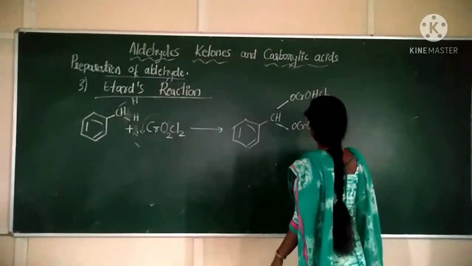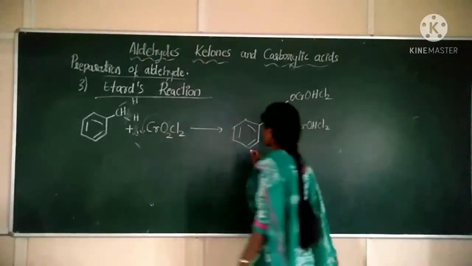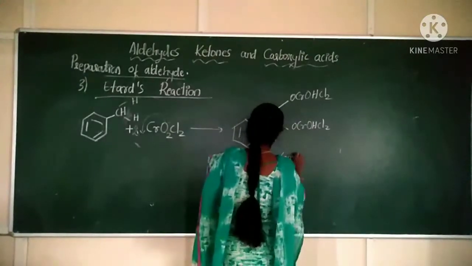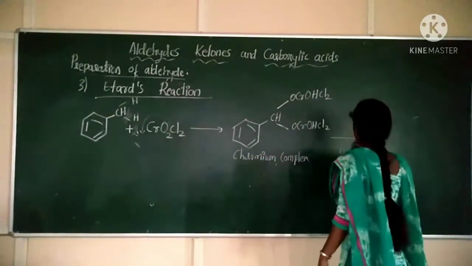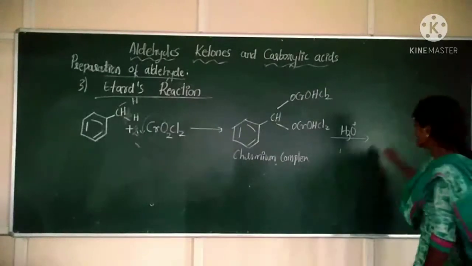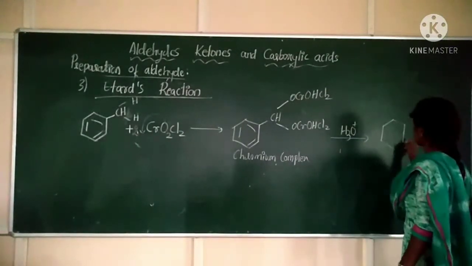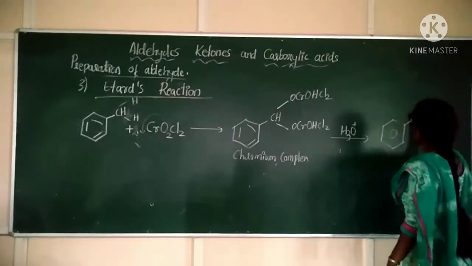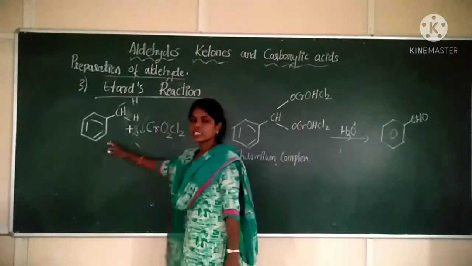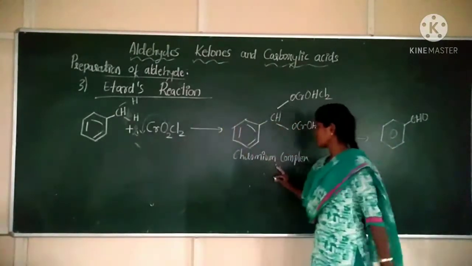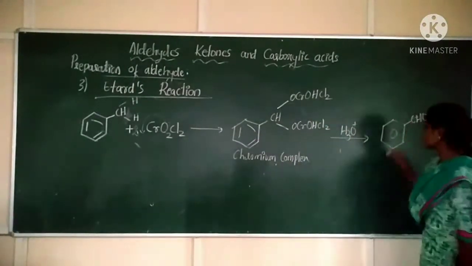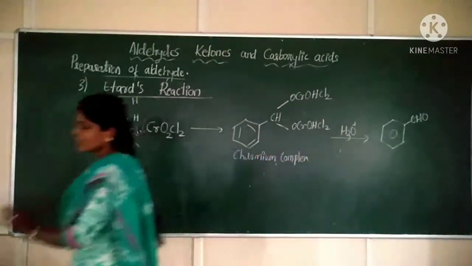OCrOH Cl2. Clear? Okay, so this is the chromium complex. Okay, so this chromium complex on hydrolysis will form benzaldehyde. CHO is the product, benzaldehyde is the product. Clear? So this is the reaction: toluene reacts with chromyl chloride and forms a chromium complex, finally it leads to formation of benzaldehyde. So this is the reaction. Look at its mechanism.